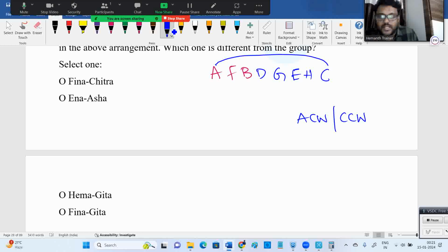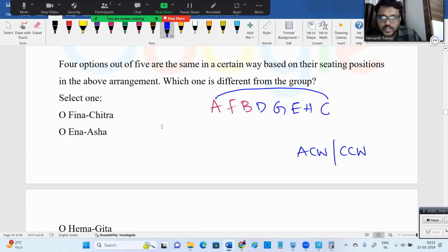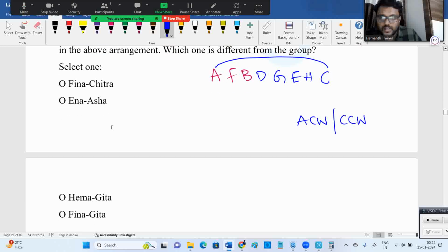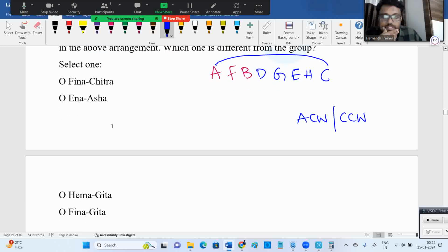Between Feena and Chitra, one person. Between Eena and Asha, no. Hema and Geeta between one person. Feena and Geeta between two persons. So what is different? Four out of five are the same. Here I have only four options. So there may be one thing missing. Or is it opposite? We need to check.